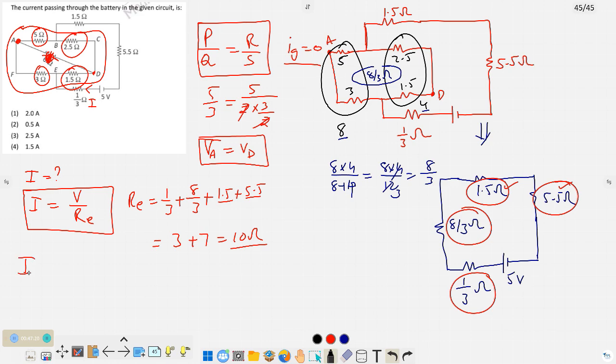So the total current in the circuit is equal to total voltage by total resistance. Total voltage, how much are we applying? 5 volts. So this is 5 volts by total resistance, 10 ohms. That means you are going to get 1 by 2, otherwise 0.5 amperes of current. So the current flowing through the circuit is 0.5 amperes. So in the options, the second option is correct. This is the solution for this last question.